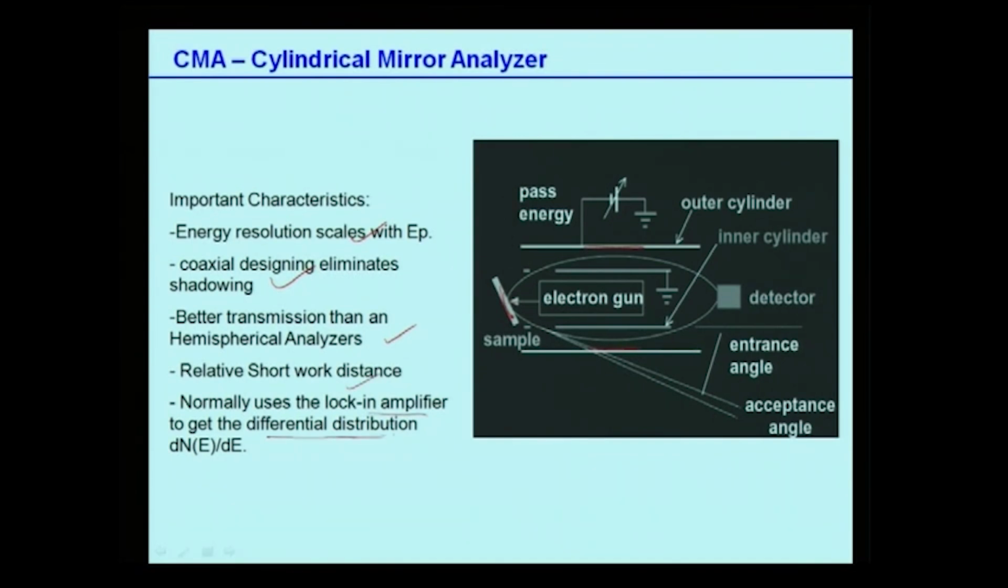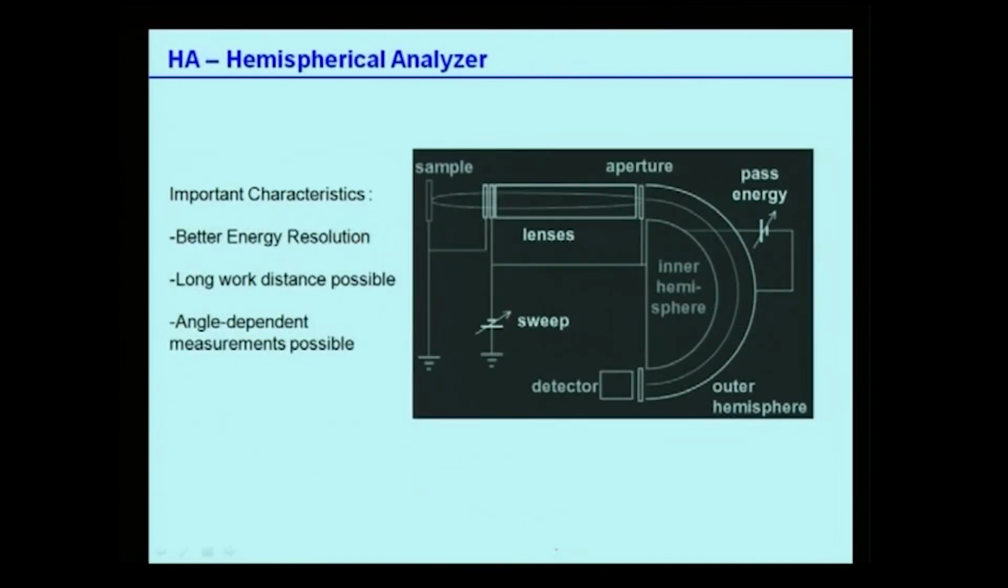Normally lock-in amplifiers give the differential distribution, that is dN(E)/dE. That is what I plot: dN(E)/dE versus E is plotted in Auger spectroscopy. This is why you need to use lock-in amplifiers. You can always use a hemispherical analyzer, which is what I discussed at the beginning. This is the inner hemispherical energy analyzer, and this is the aperture. The sample electrons fall, go through this hemispherical detector and are detected.